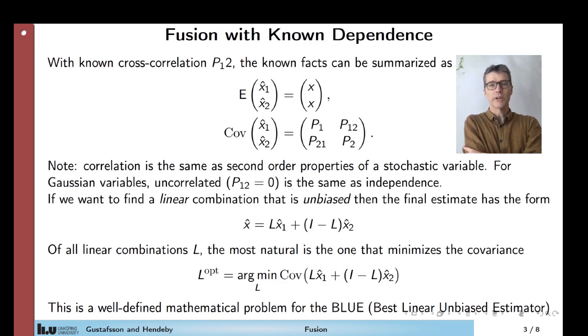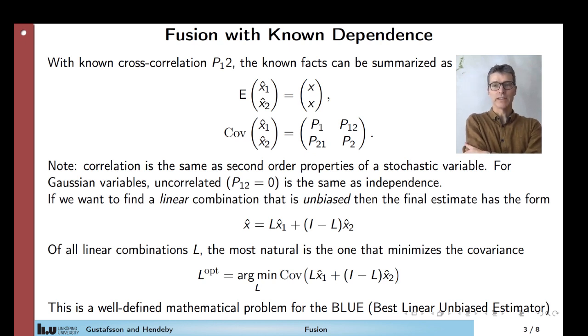But this assumes that the estimates are independent. So let's formulate the problem in the correct way when there is a correlation between x hat 1 and x hat 2. So we stack these two estimates on top of each other. We know that the expected value of this vector is x over x, because both estimates are unbiased. And we assume that we know the full covariance matrix, P1, P2 for the individual estimates, and P12 for the correlation.